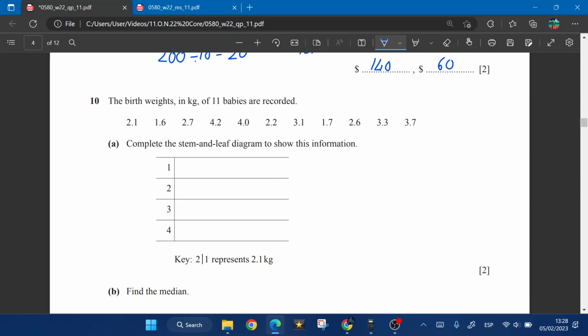Okay, very important with the stem and leaf diagram, it always needs to be ordered. So before I write my answer in the main part here, I'm just going to do an unordered one on the right hand side. Okay, so 2.1, 2.1. See, there's the 2 and there's the 1. 1.6, the 1 is already there, so I just put the 6 over here. 2.7, that 7 gets put next in the row of the 2. 4.2, put the 2 there. 4.0, put the 0 there. 2.2.